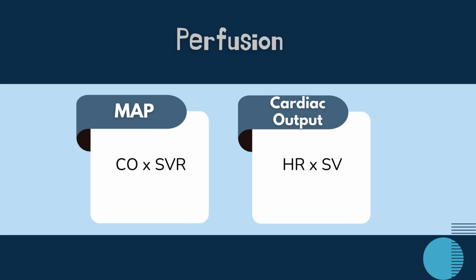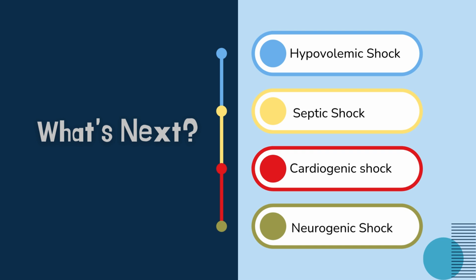So in simple terms, what maintains perfusion? You may remember this equation. Mean arterial pressure equals cardiac output times systemic vascular resistance. And cardiac output equals heart rate times stroke volume. So to maintain adequate perfusion pressure, you need enough cardiac output and enough systemic vascular resistance. Every type of shock disrupts one or more of these, and understanding which part is broken is the key to treating it right.